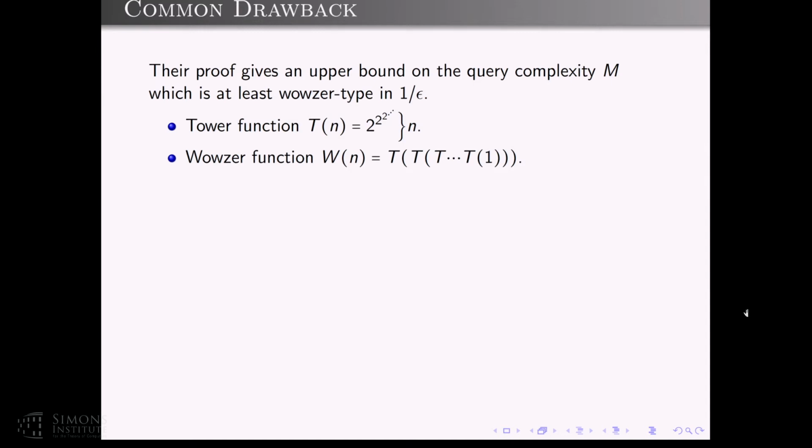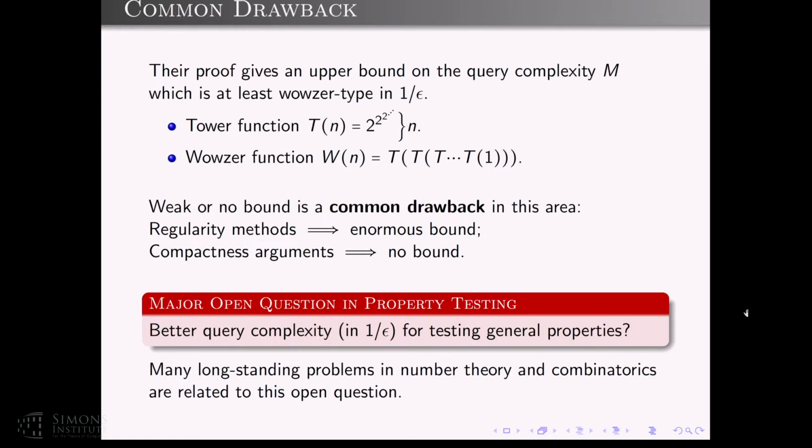Their proof gives an upper bound on the query complexity, which is at least Wowzer type in 1 over epsilon. So if you consider the tower function as 2 to the 2 to the 2 with the layers of 2s being n, a Wowzer type bound is going to be iterating the tower function n times. And this bound was later improved by Conlon and Fox to tower type for typical properties.